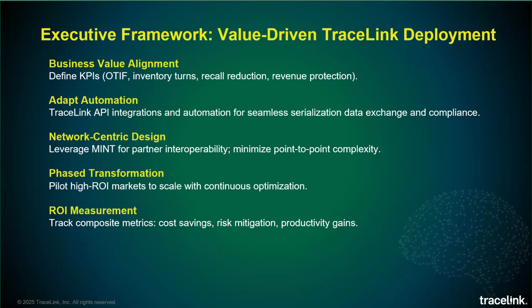Firstly is your business value alignment, right? Defining very measurable KPIs such as on time in full, which is the key for any supply chain, inventory turns, recall response times, and revenue protection. So this is all key. We have to define measurable KPIs, which will help us align serialization and supply chain initiatives with these metrics, and it will ensure the TraceLink platform, which we can leverage, delivers the operational efficiency.